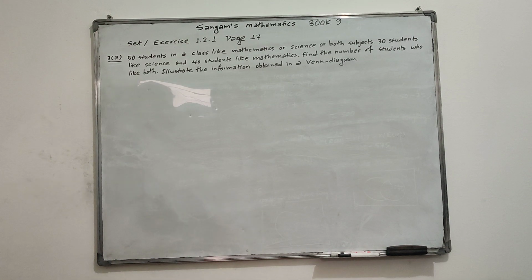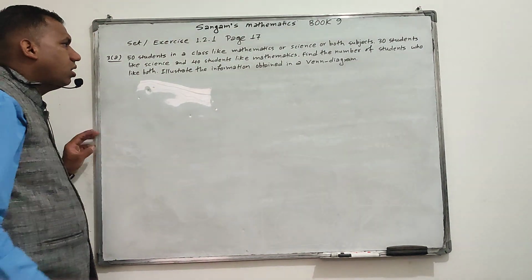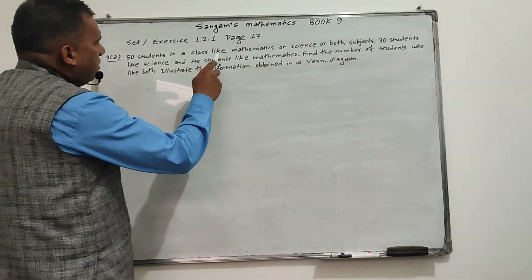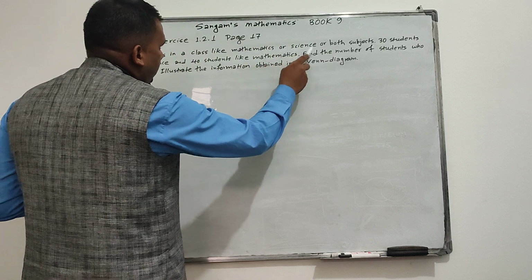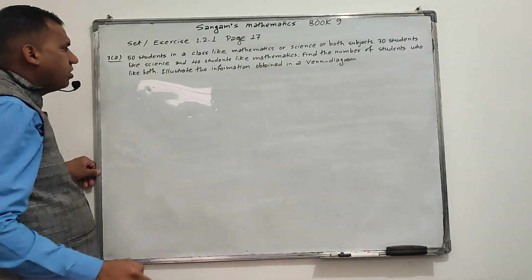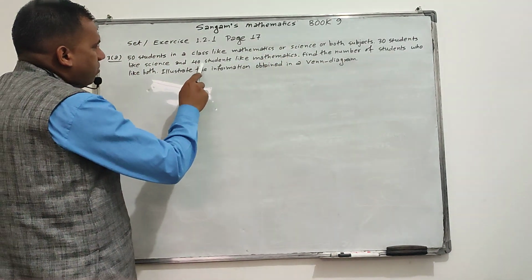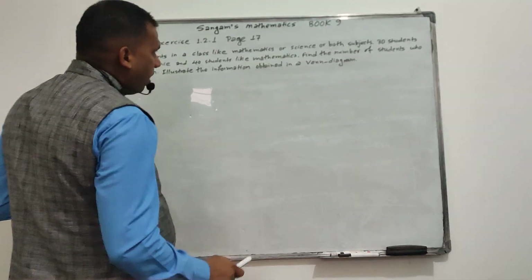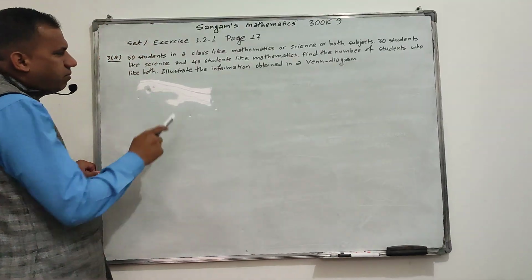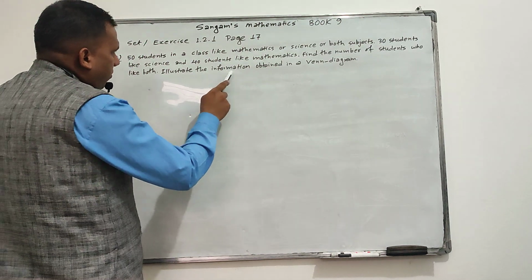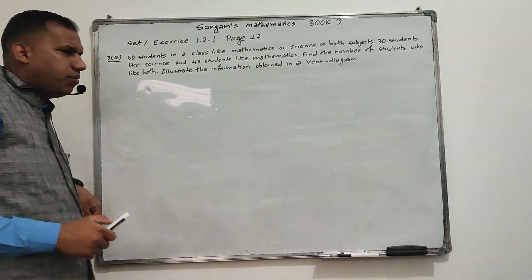Now next, question number 3a. The question is, 50 students in a class like mathematics or science or both subjects. 30 students like science and 40 students like mathematics. Find the number of students who like both. Illustrate the given information in a Venn diagram.